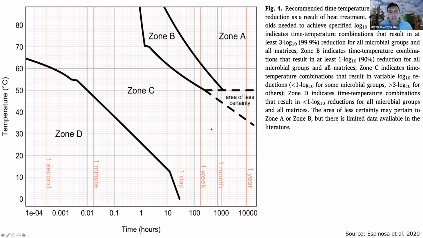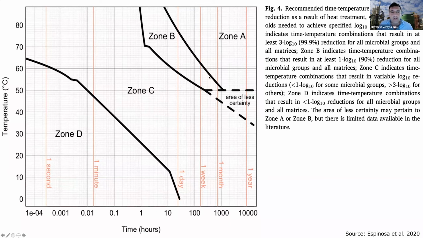And so zone A here indicates the region where at least 99.9% reduction is achieved. Zone B would be the region where at least 90% reduction is achieved for all microbial groups. And zone C indicates time-temperature combinations that have variable reductions. So it could be less than 90% for some microbial groups, could be more than 99.9% for others. Really just depends on the pathogen.